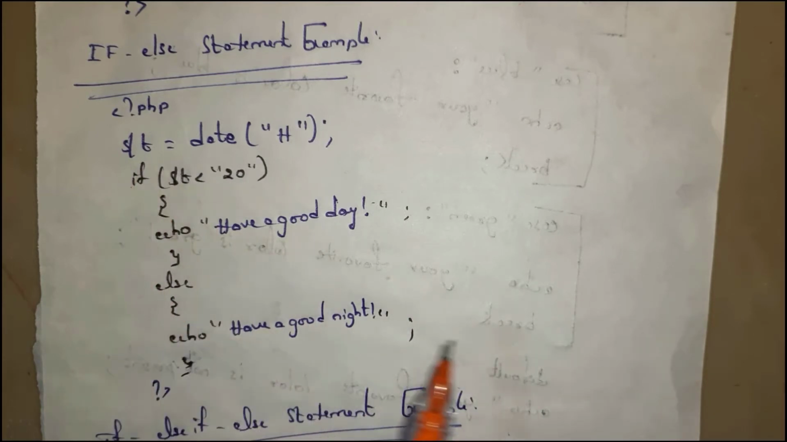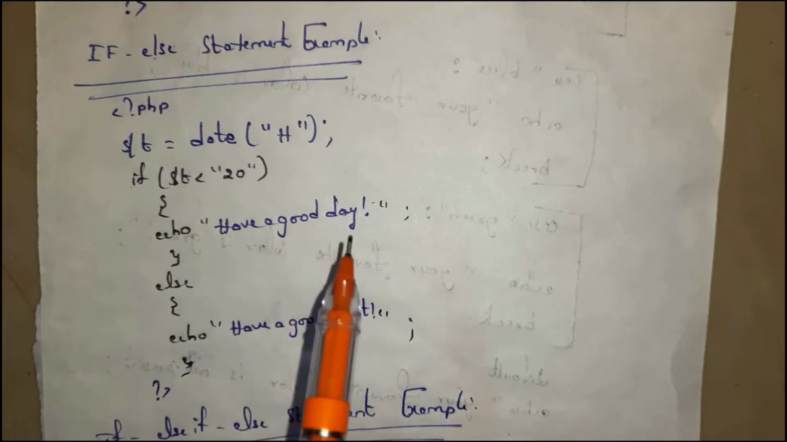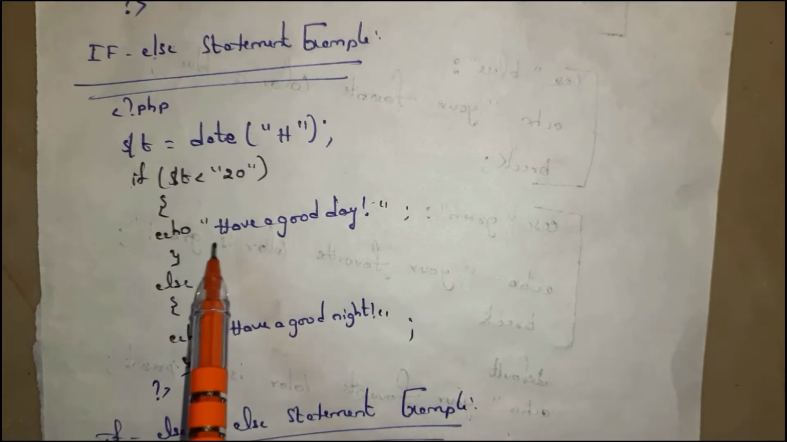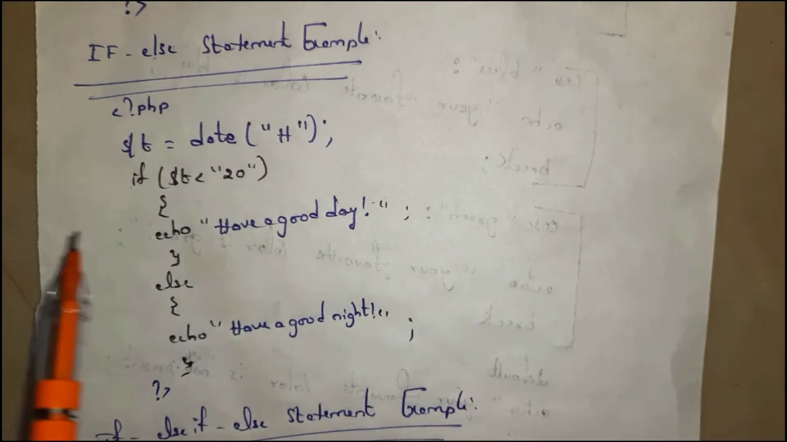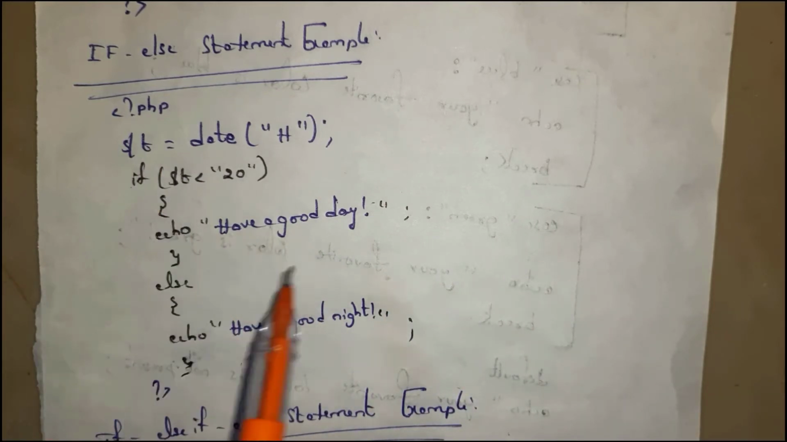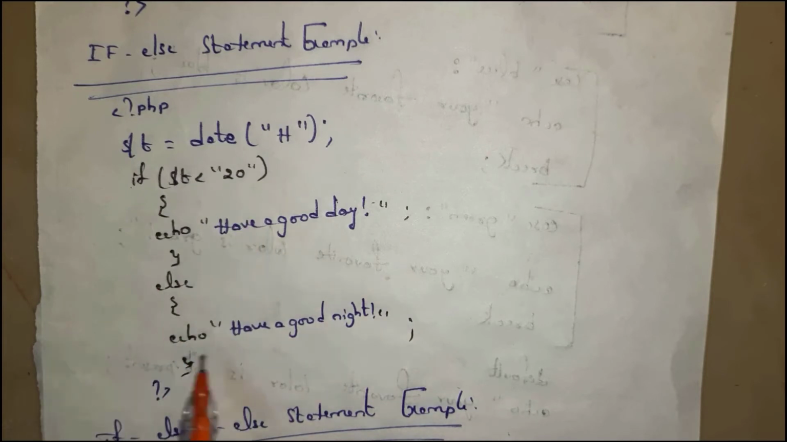See, for example, I took $t is equal to 10. That means 10 is less than 20. So that have a good day is going to get executed. For example, I took $t is equal to 40. 40 is greater than 20. So this statement is going to get executed.